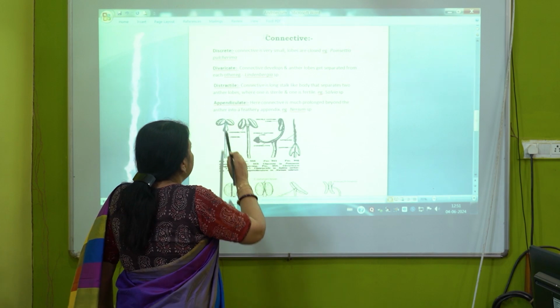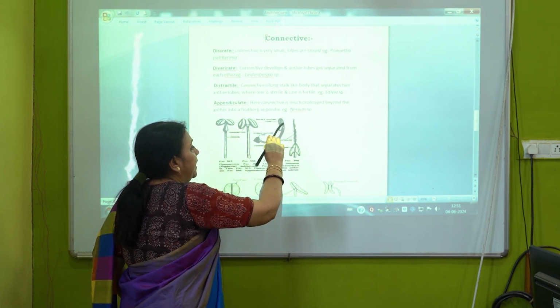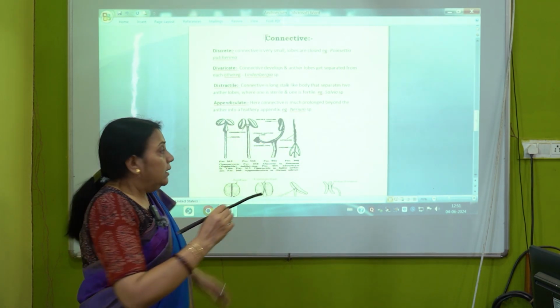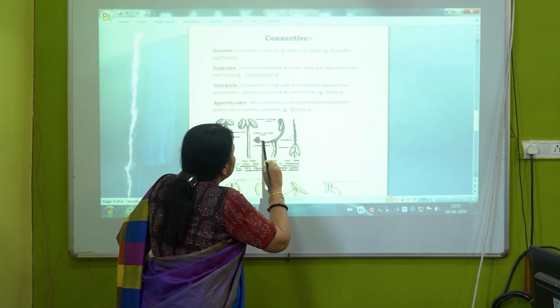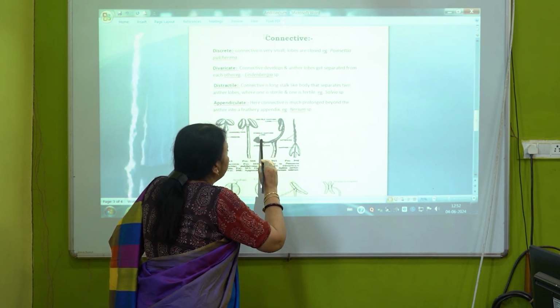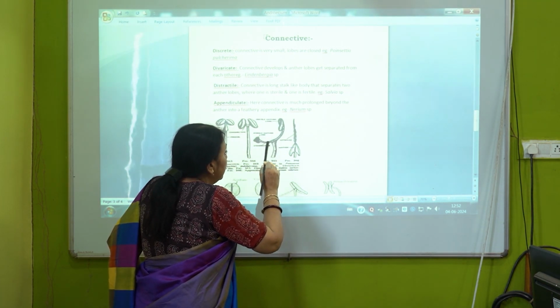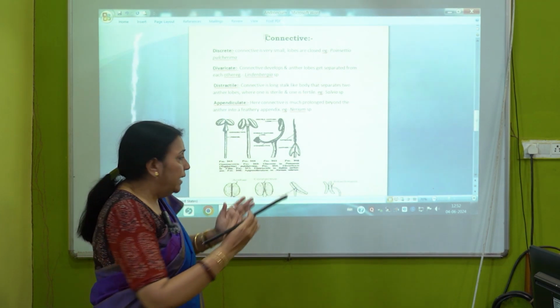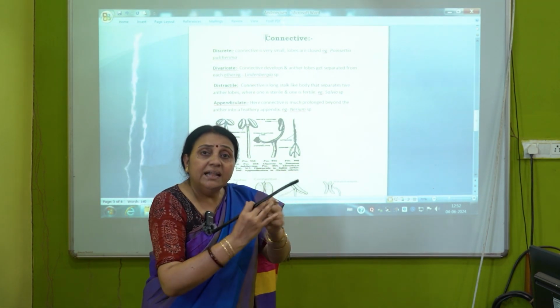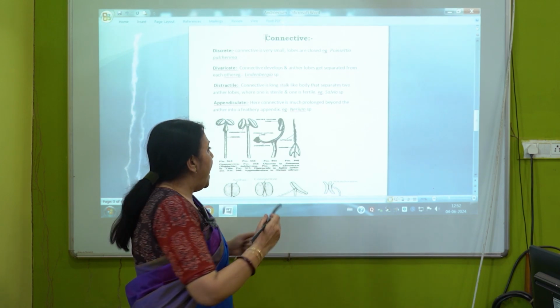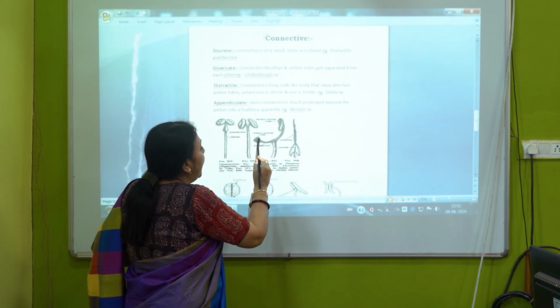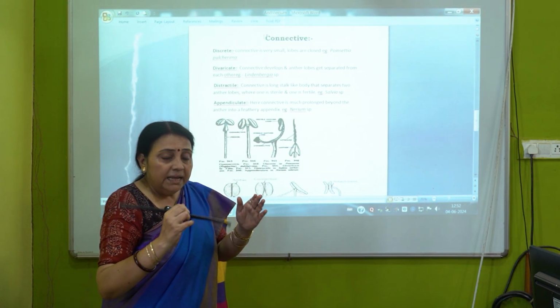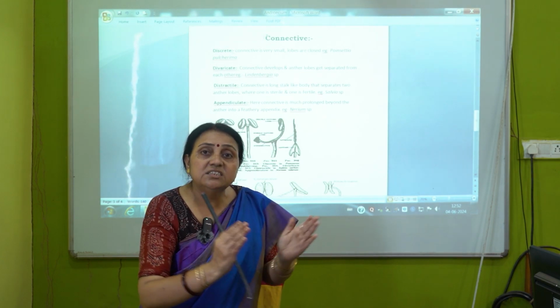And next, the distractile type of anther. What are they? Actually, in this case, the connectives are prolonged or elongated. The connectives are much more developed and separate the two anther lobes from each other. And in this case, the two anther lobes are present at a certain distance.